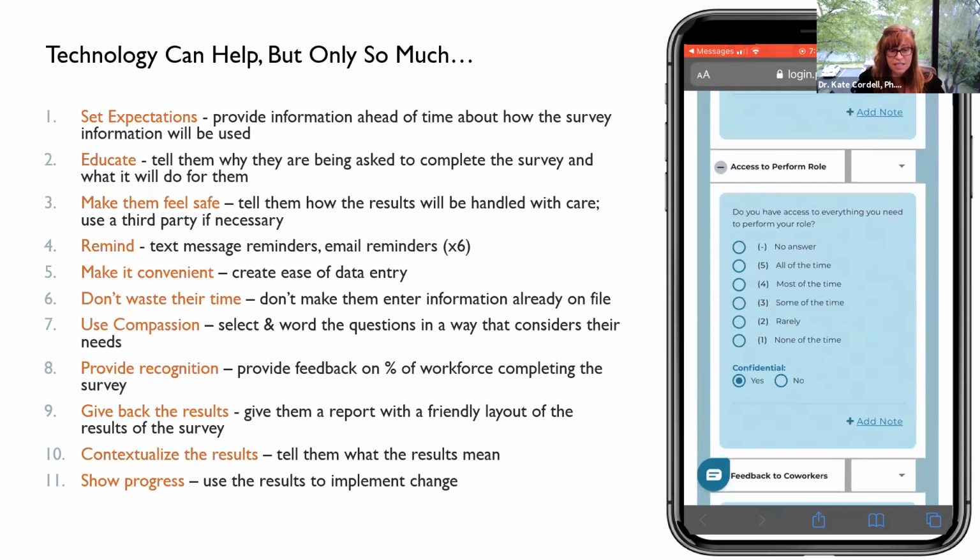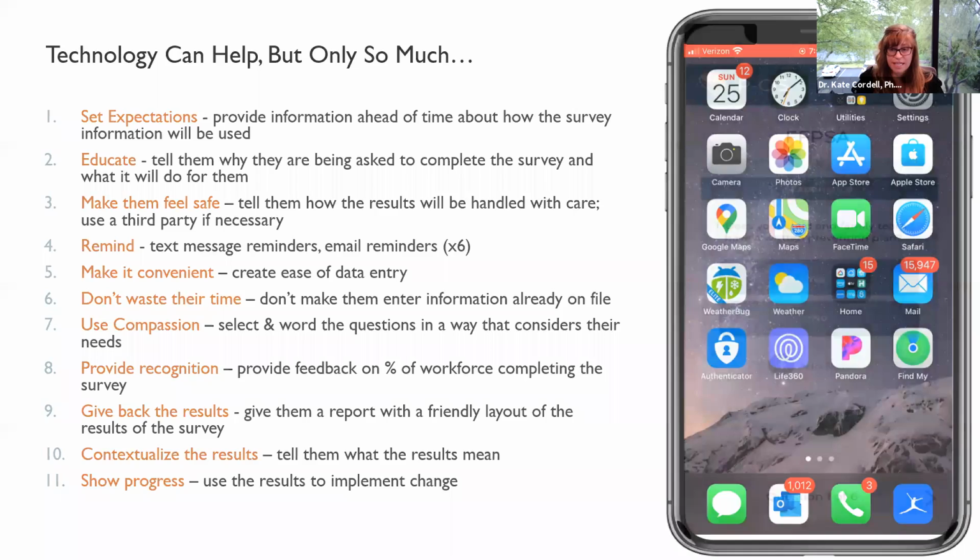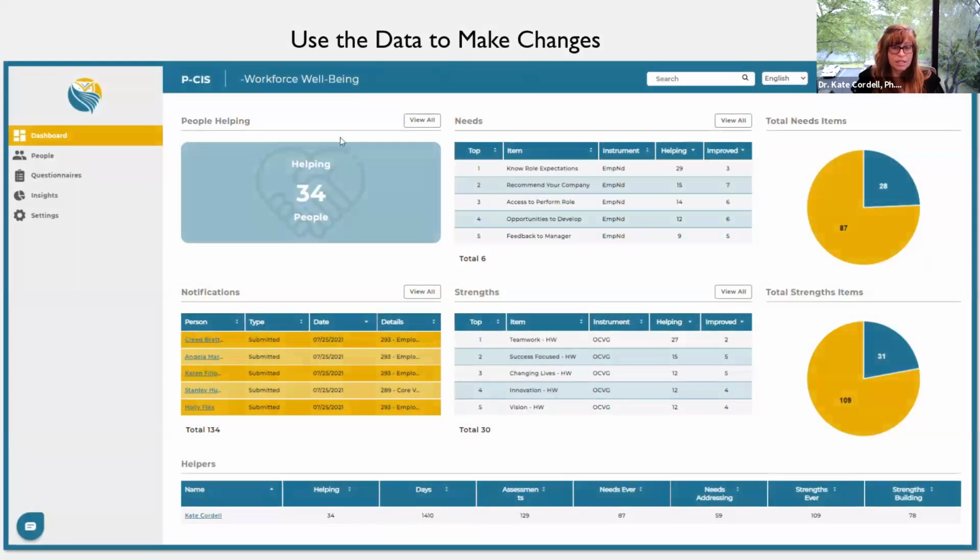In the next slide, I'll run through what that looks like if we take that through further. Let's say we get back the results, and in this case, 29 out of 34 people don't really feel like they know their expectations, and 27 people don't feel like teamwork is part of the company.